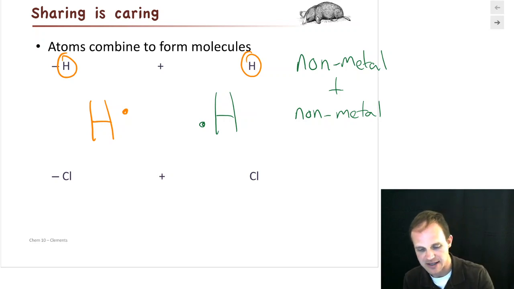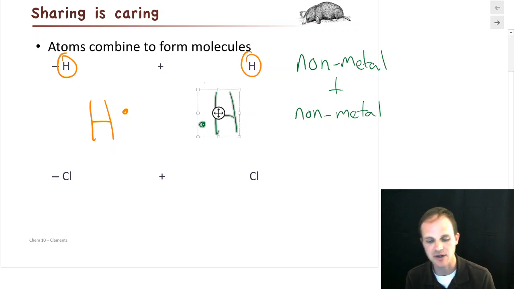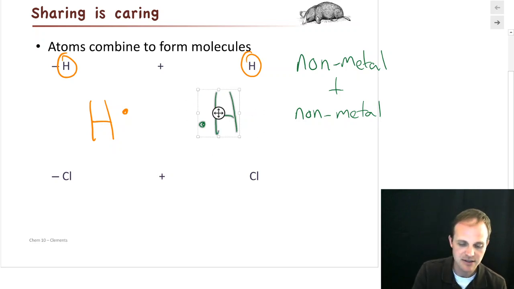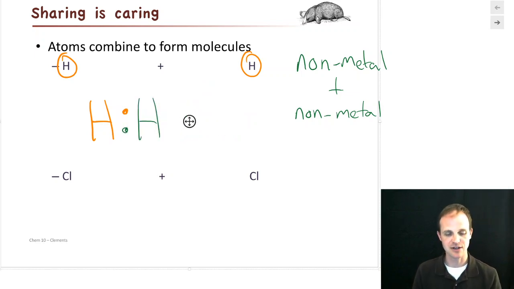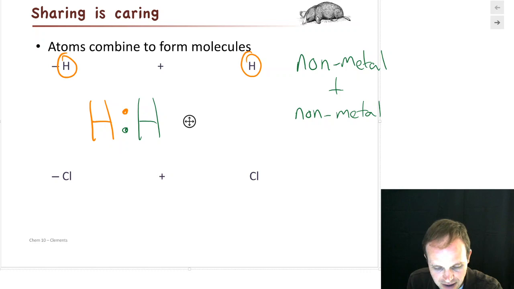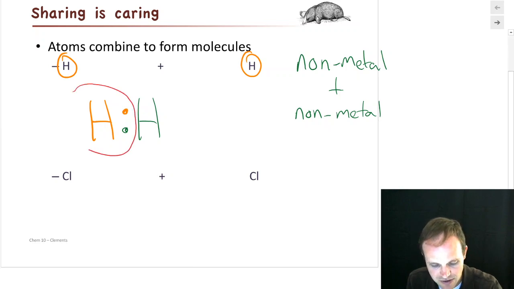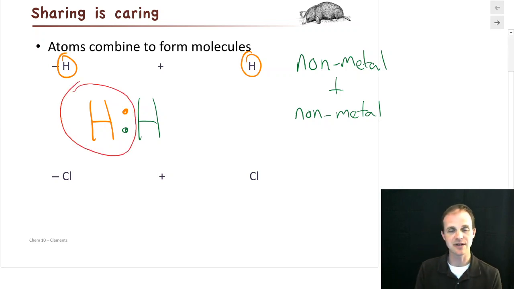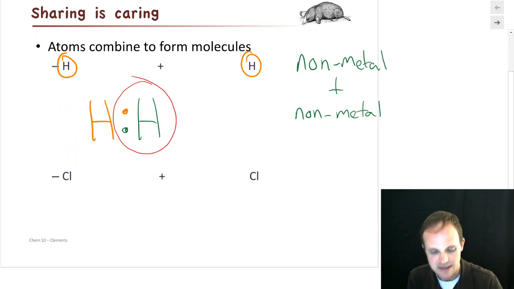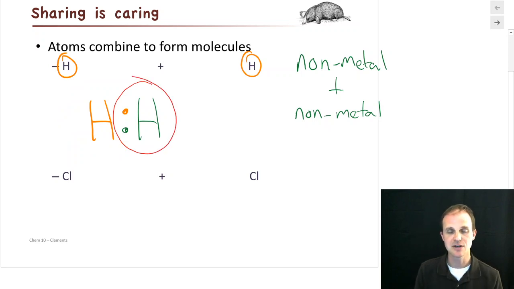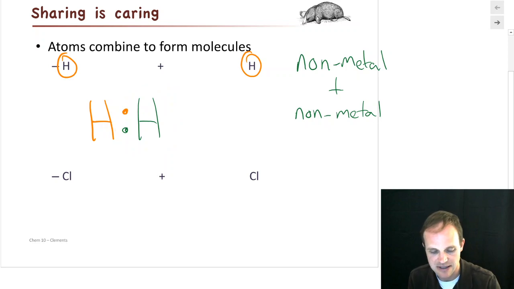And so what we find is that instead of one of them giving away an electron and the other taking an electron, they just combine with each other. They move up and they hug each other, and they share their electrons. Hydrogen orange does not give away its electron to hydrogen green, or vice versa. But if you now draw a little circle around the orange hydrogen, what does he see when he looks around him? He sees 2 electrons, and he's happy because he looks like helium. If I draw that circle around the green one, same thing. He looks around him and he sees 2 electrons, and he looks like helium, and he's happy.